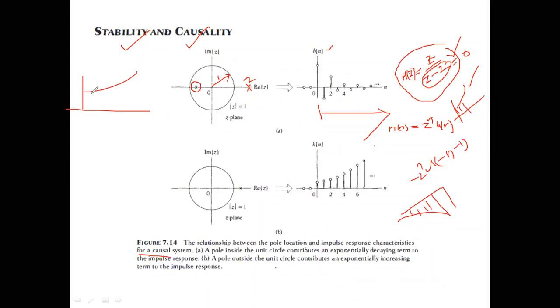It's a growing exponential, right? 2 to the power n into u of n is a growing exponential. So this can never be stable.